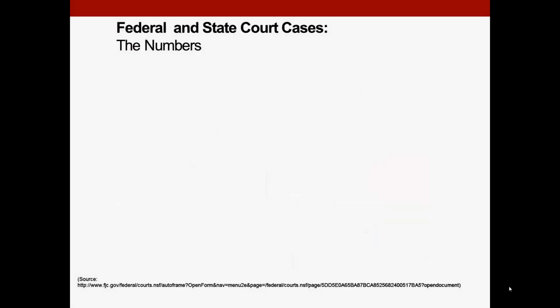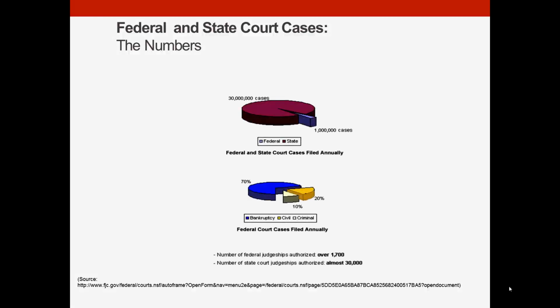Federal and state court cases, the numbers. Let's examine the differences in the caseloads between federal and state courts. State courts handle a much larger number of cases and have more contact with the public than federal courts do. The upper pie chart shows 30 million state case filings annually compared to 1 million federal case filings.